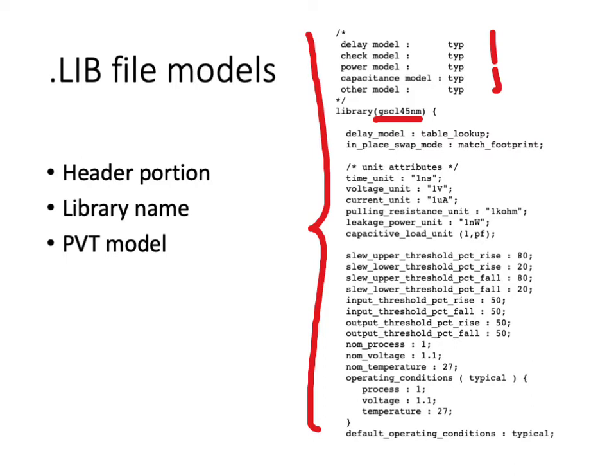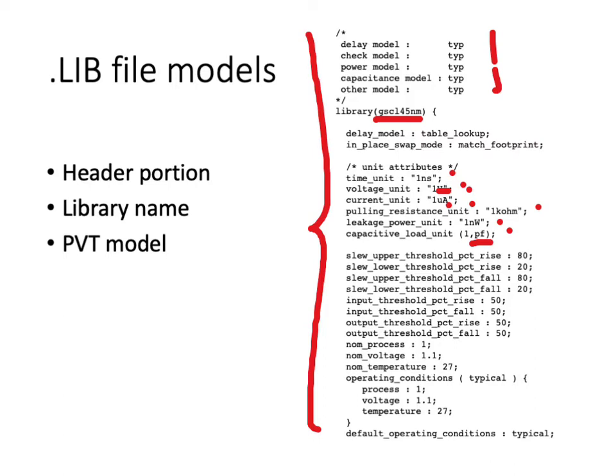Basically, the header starts by defining the units of time, voltage, current, resistance, leakage power, and capacitance. So here, any capacitance value that is specified will be in units of 1 picofarad. Any voltages will be specified in units of volts, and any currents will be specified in units of microamps.